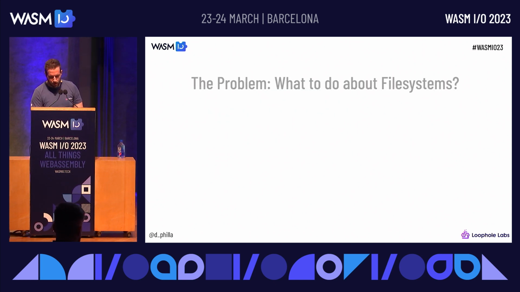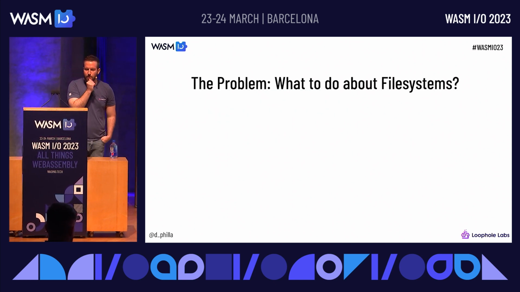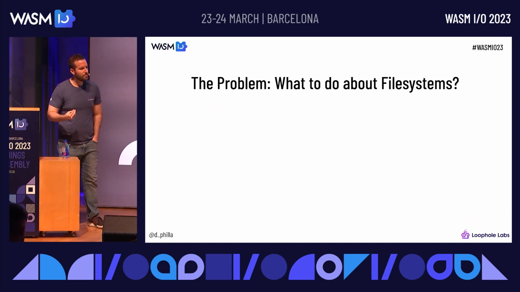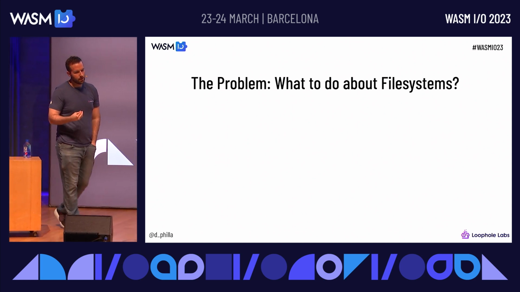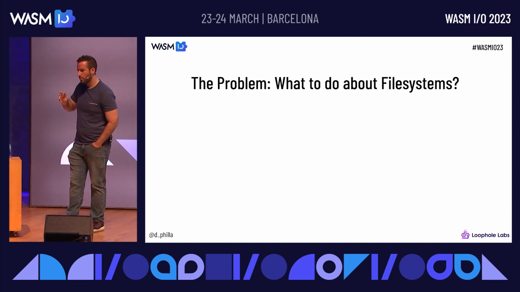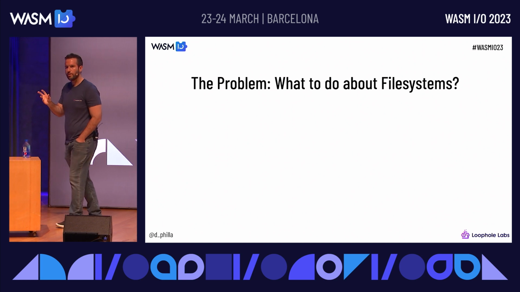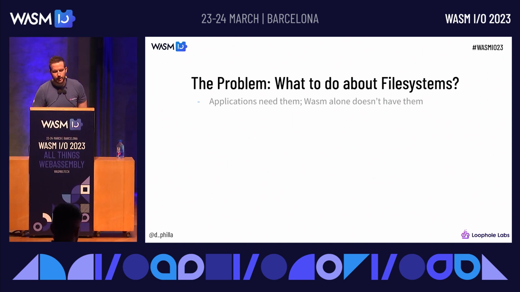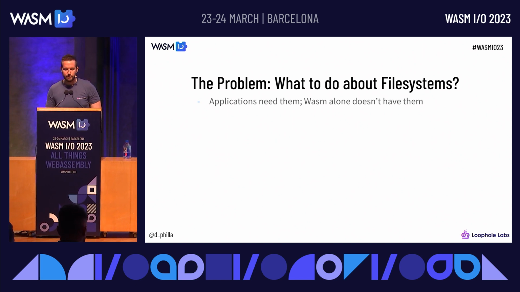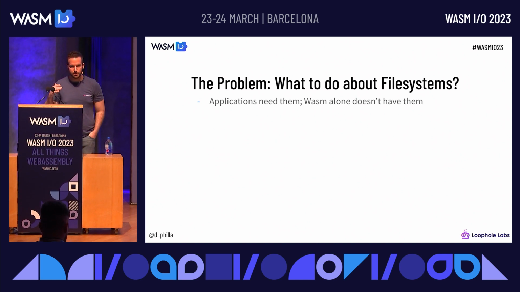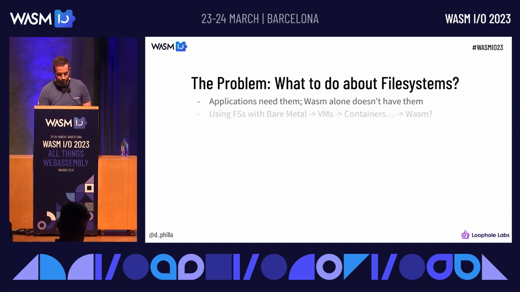Okay, so let's get right to it. So the problem, what to do about file systems. There's been a lot of talks about all these different serverless platforms and all sorts of things that are utilizing Wasm. We've talked about containers and how Wasm can fit into that ecosystem and their relationship, but file systems still don't exist in WebAssembly by itself, right? So applications need them, right? Wasm alone, just Wasm, does not have them.